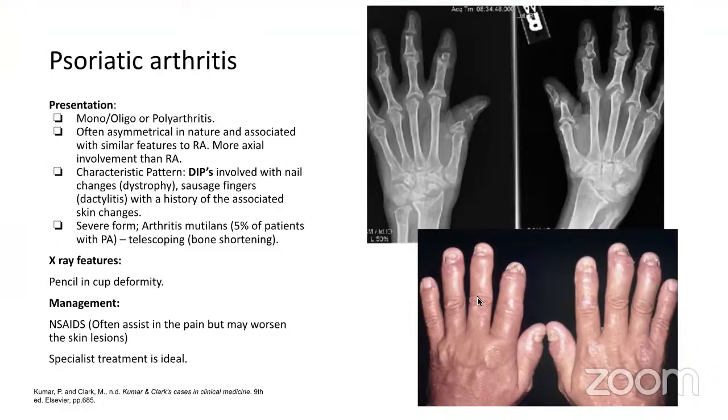And then in severe forms, you could have arthritis mutilans, where you have shortening of the bones and telescoping on examination. An important X-ray sign to look out for is the pencil-and-cup deformity, which is quite specific for psoriatic arthritis. And then in terms of management, the patients will need referral for management of the systemic inflammation. But in the short term, you can use non-steroidals, however, it might worsen their skin lesions.